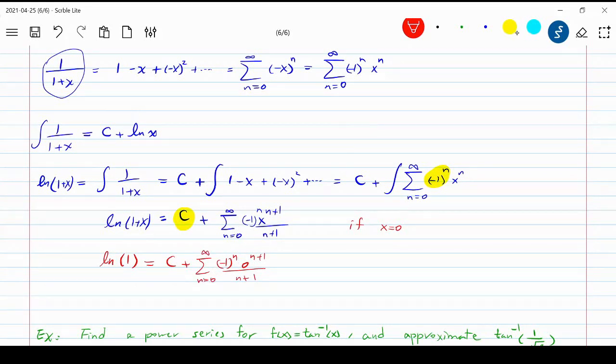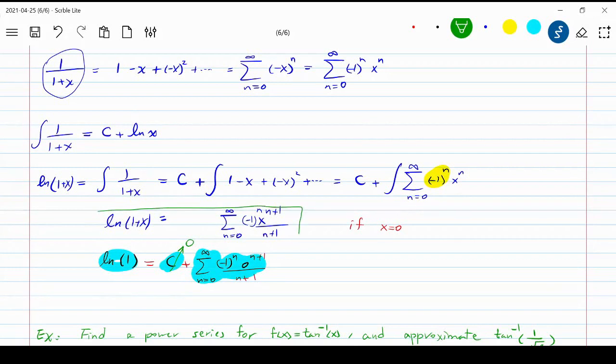So now the good part is that this term here is always 0. What is ln 1? ln 1 is also 0. So it tells us this constant c must be 0. So I can say, okay, this constant c should be 0. So I found out the expression for ln of 1 plus x is exactly that power series.